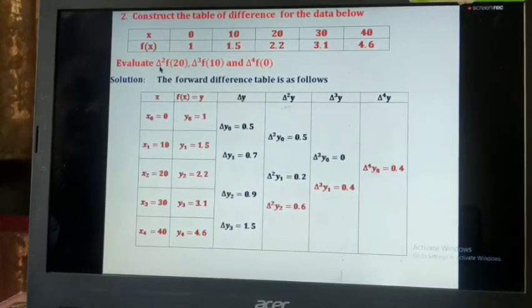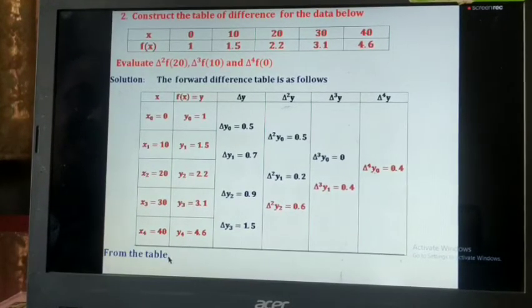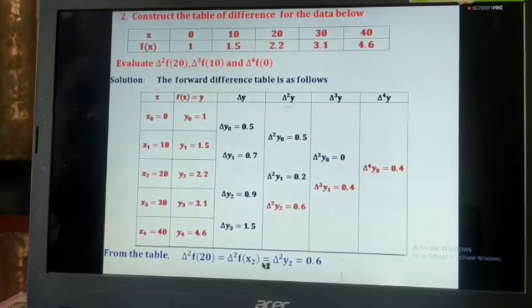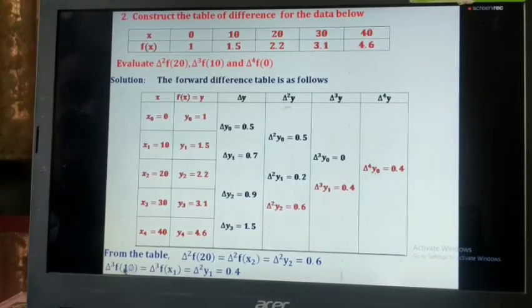Now I want to find out delta square f of 20. Where is the 20? It is here, that is x2. That means delta square f of 20 is nothing but delta square f of x2. What is f of x2? F of x2 is nothing but y2. That means delta square y2. Delta square y2 is how much? 0.6.